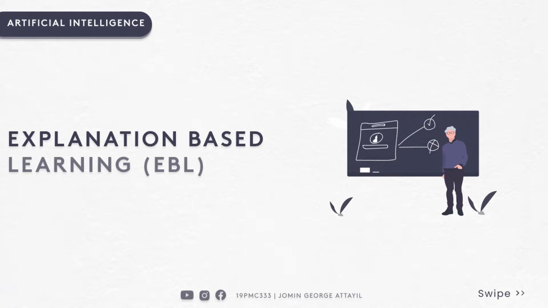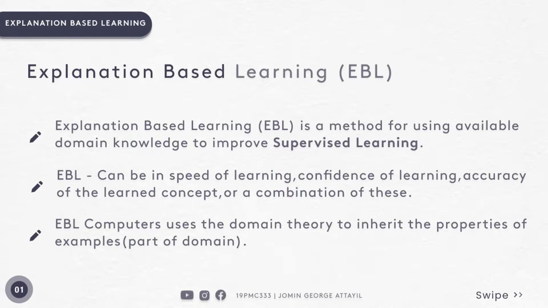Today we are going to see a topic which is explanation based learning, which is otherwise called EBL. First, we will see the definition of explanation based learning. Explanation based learning, otherwise known as EBL, is a method for using available domain knowledge to improve supervised learning. That is, EBL comes under supervised learning and it will use the domain knowledge, that is, a knowledge base which contains all the domain based information which is used to improve the supervised learning.